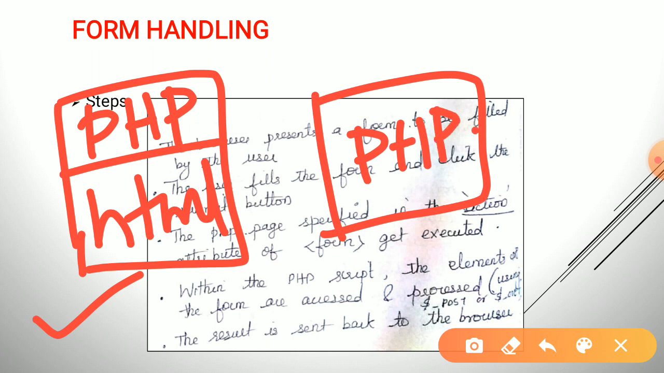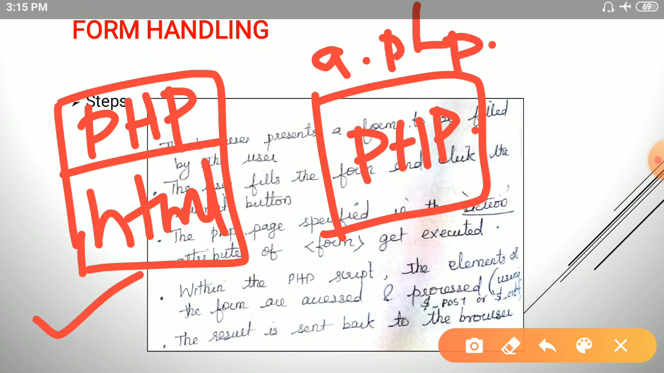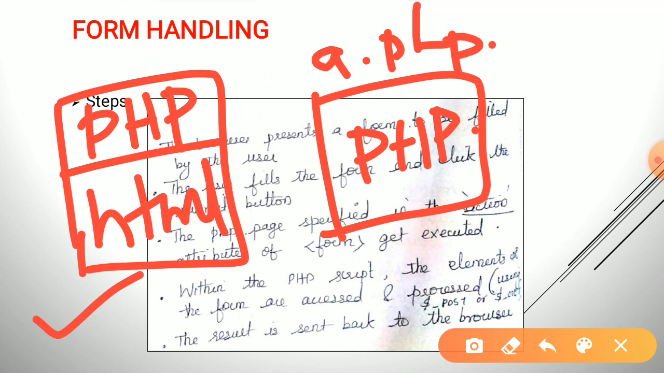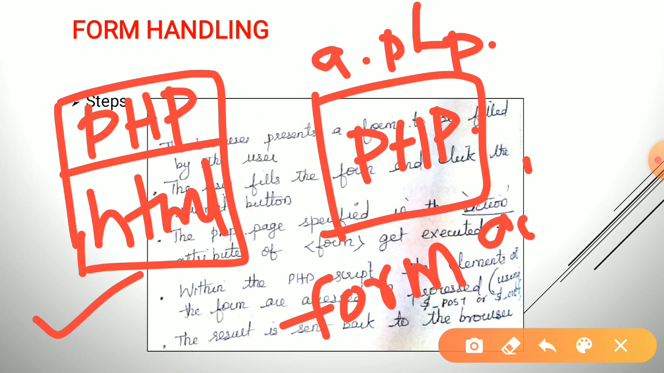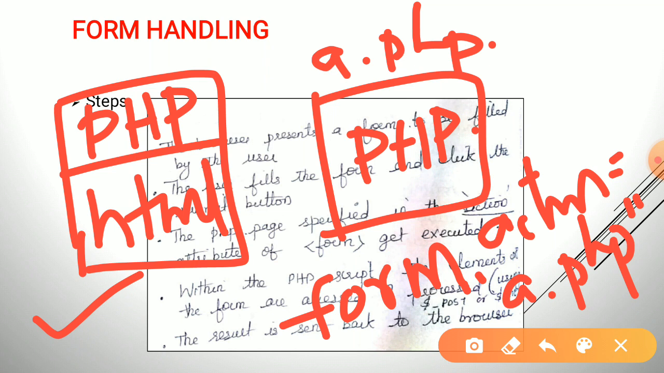For example, if a.php is a separate file, we have to specify it in the action part of the form, that is, form action equal to a.php. So the PHP script that processes the form data may reside in the same HTML page or in another separate file.